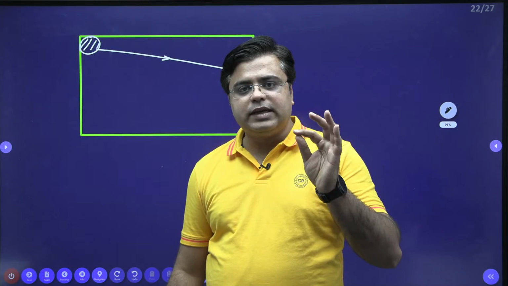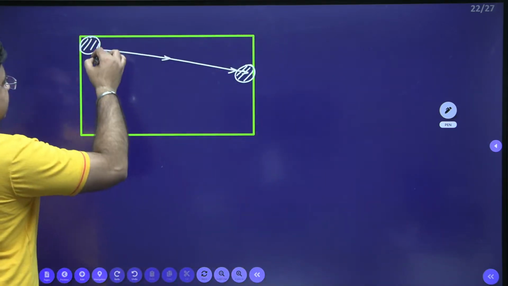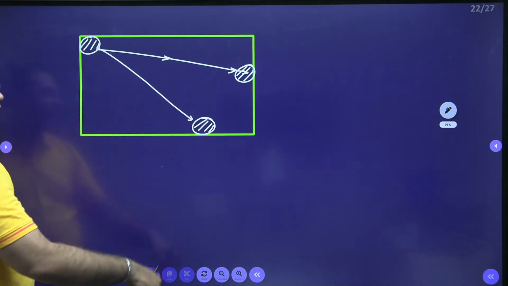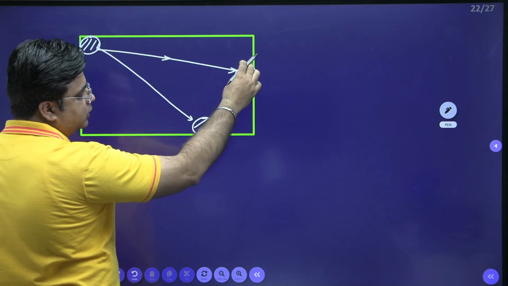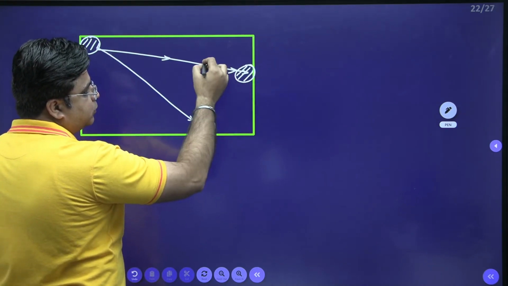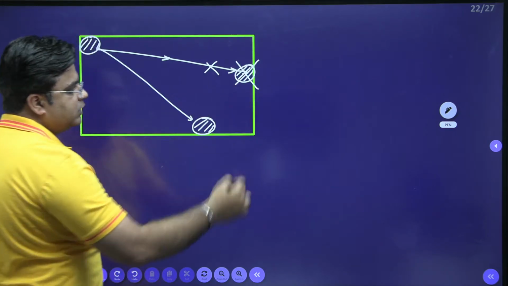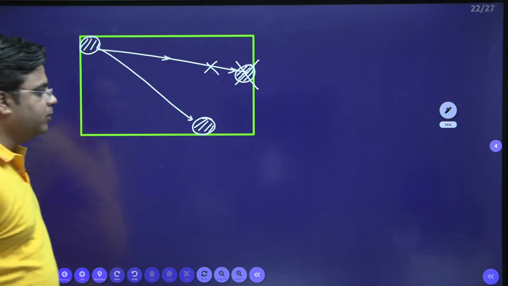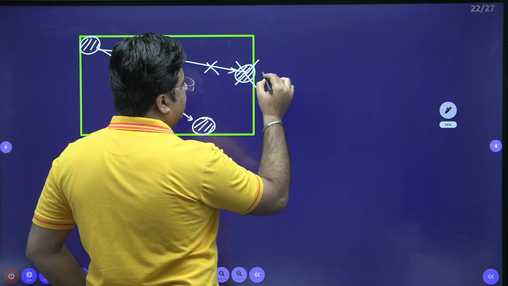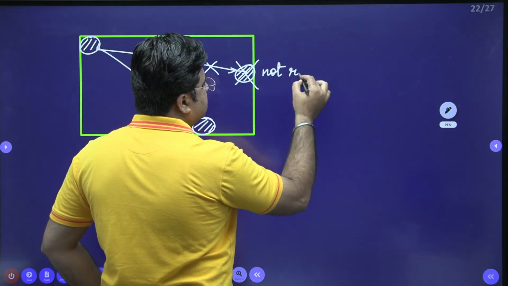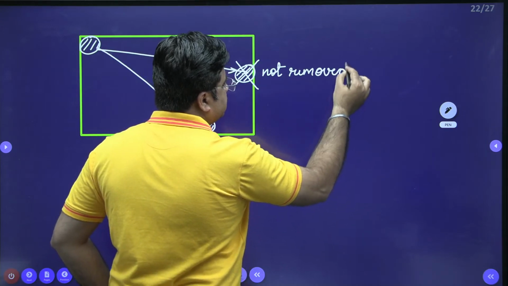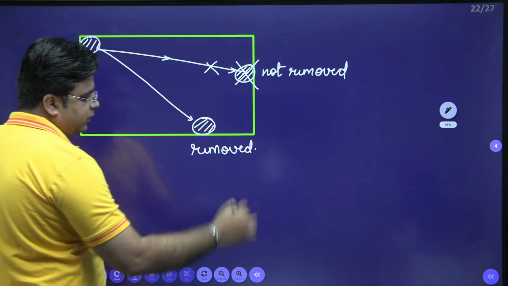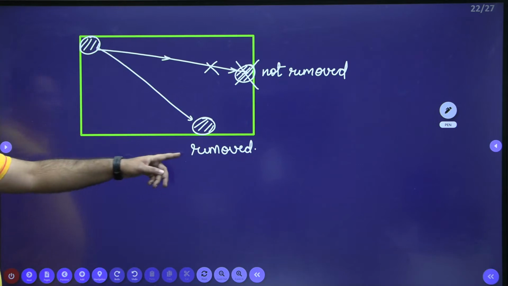A particle is said to be removed only if it reaches the bottom of the settling zone. This particle, which traveled this much distance to reach here, is not said to be removed. Only particles which reach the bottom of the settling zone are said to be removed. So this is considered not removed. And this particle is removed, right? This particle is considered to be removed.